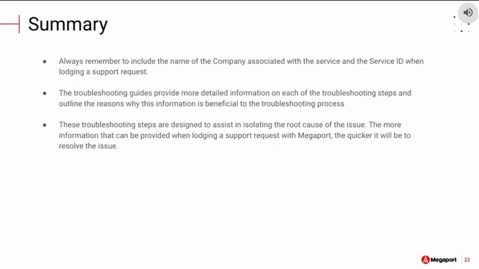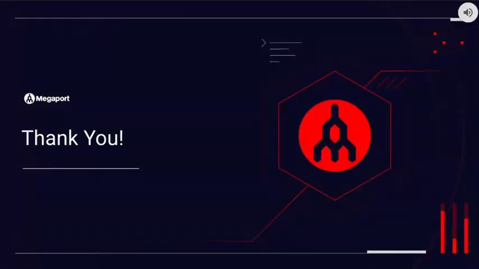In summary, always remember to include the name of the company associated with the service and the service ID when lodging a support request. The troubleshooting guides provide more detailed information on each of the troubleshooting steps and outline the reasons why this information is beneficial to the troubleshooting process. These troubleshooting steps are designed to assist in isolating the root cause of the issue. The more information that you can provide when lodging a support request with Megaport, the quicker it will be to resolve the issue. And that's it for this video.